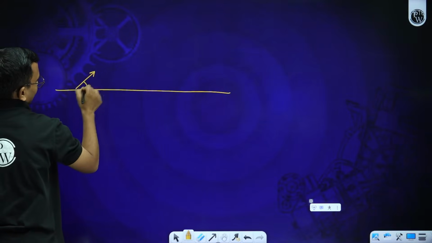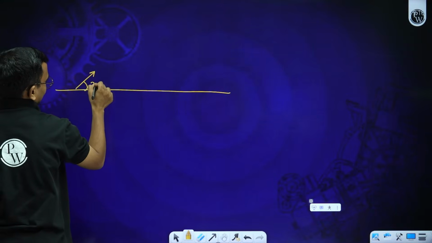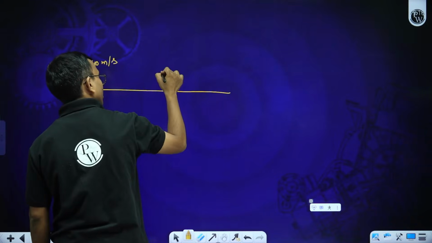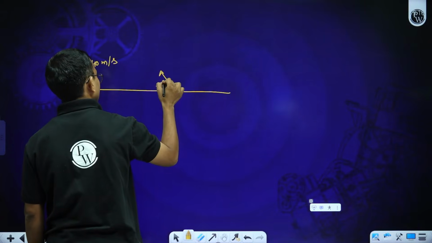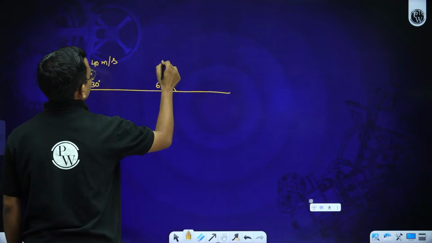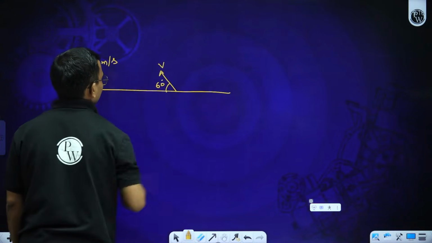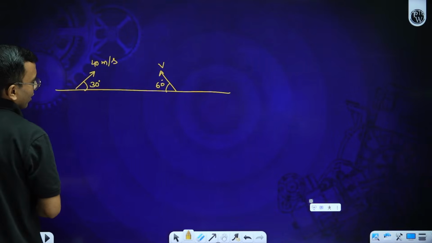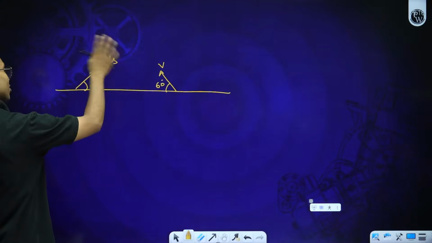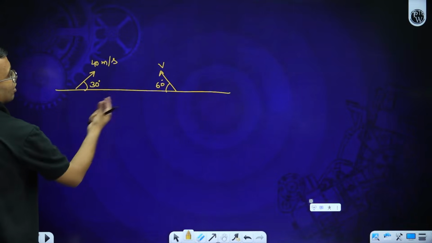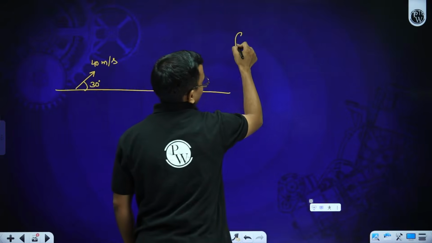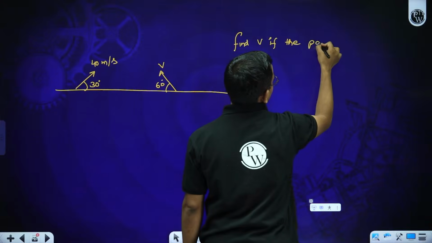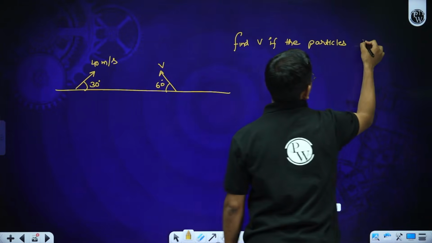let us take this angle is 30°. This velocity is 40 meter per second. This angle is 60°, and this velocity is v. At t is equal to 0, you are projecting this particle like this. And let us take it as mentioned that they will collide in air. Then you have to find what is the value of v, if the particles collide.